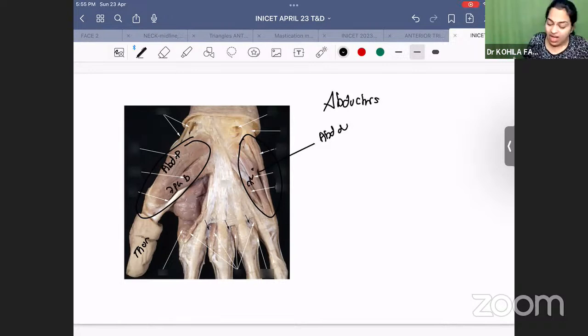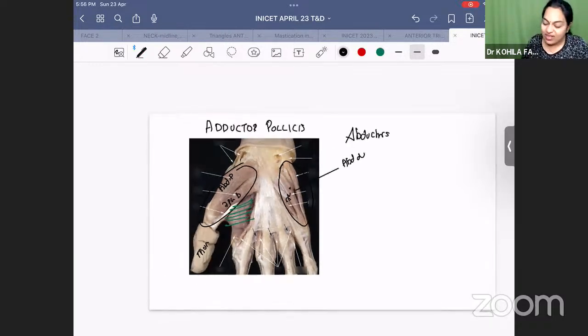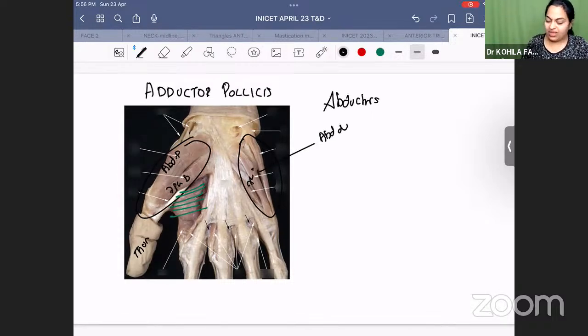What is the muscle marked? You can see it going towards the thumb, right? The muscle marked here is adductor pollicis. Okay, a very, very important one. The adductor pollicis, and its nerve supply is going to come from the deep branch of the ulnar nerve. Right?